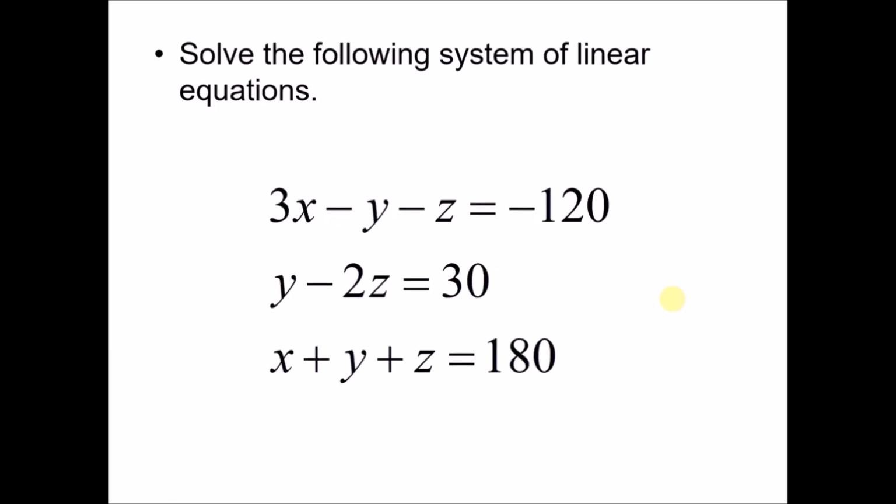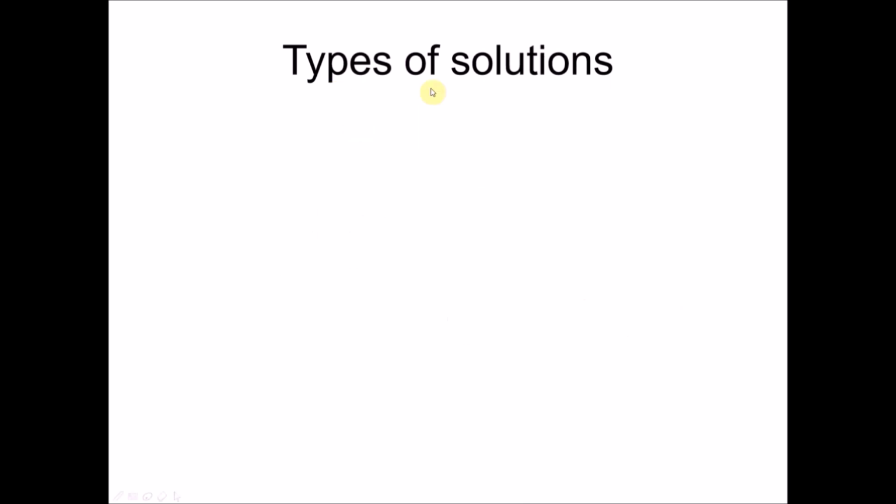Now we come to solving problems of linear equations in three variables. When we are solving the system of linear equations, what we are doing is we find the values of x, y, and z which satisfy all three of the equations. The same values which satisfy all three equations. When we are solving this, we will find that there are different types of solutions, different types of possible answers. Okay, so we look at the first type.